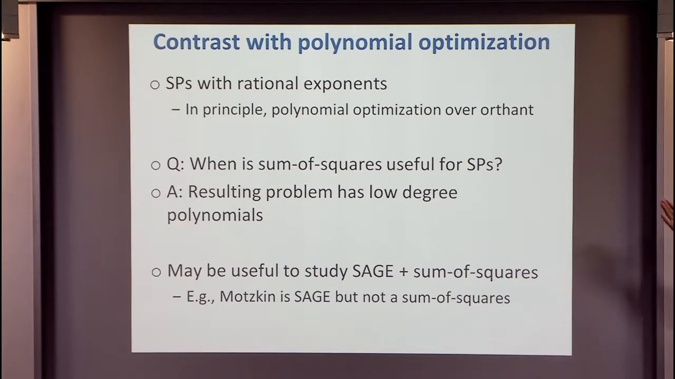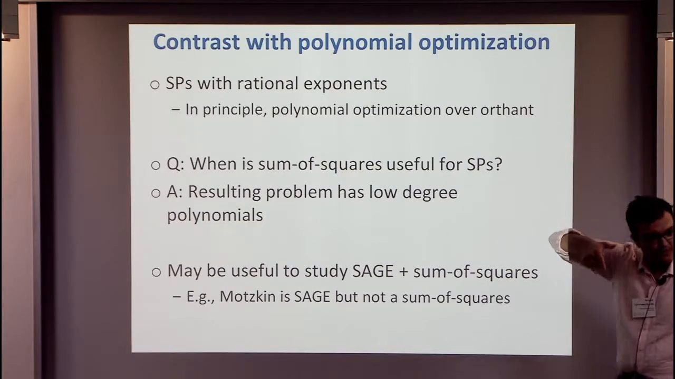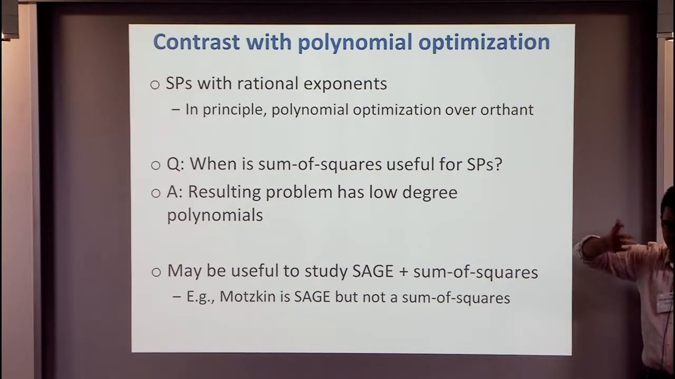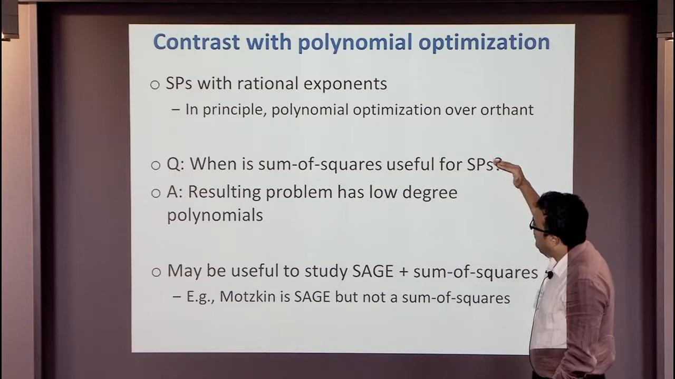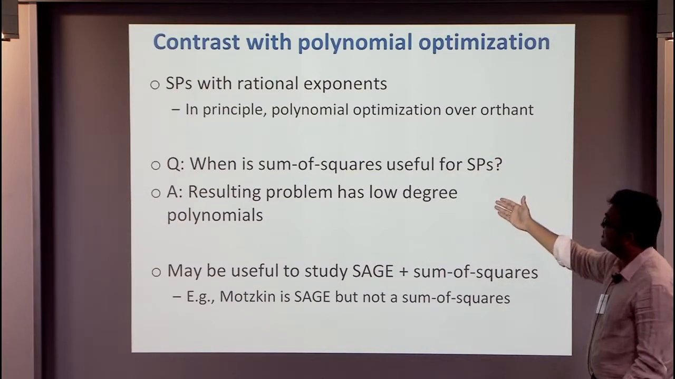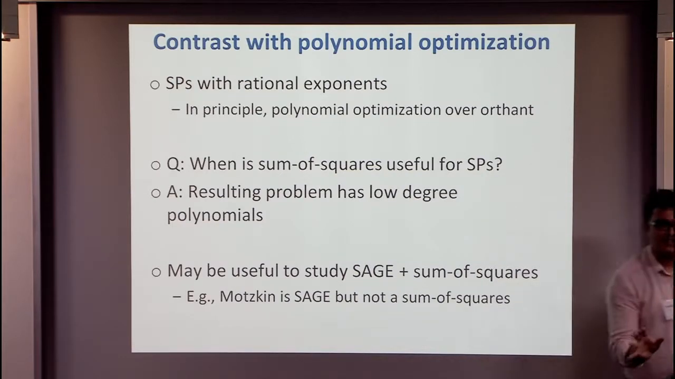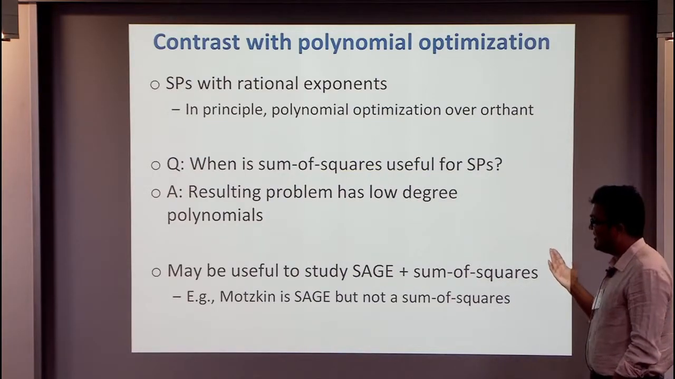If you have SPs with rational exponents, in principle, these can be transformed to polynomial optimization problems over the orthant. So if you think about just such signomial programs, when is sum of squares useful for SPs? If you can transform the original SP to a polynomial optimization problem, hopefully with low degree terms, right? That's hopefully when you expect all that literature to be very, very useful.